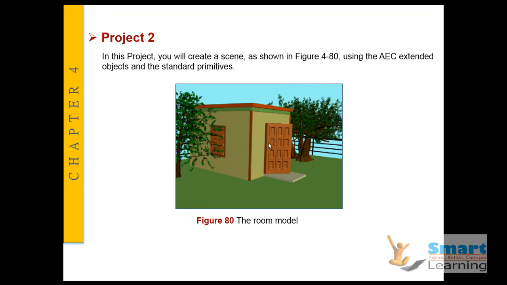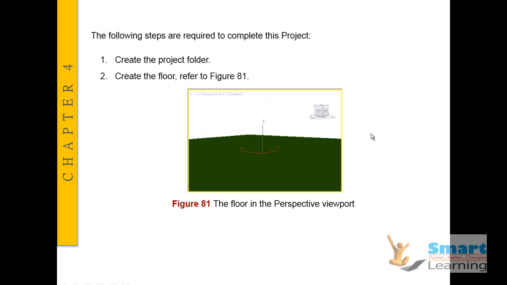In this project, we'll create the scene which is shown here, and we'll be using AEC extended objects like wall, doors, windows, and the standard primitives, the foliage and railings and other items we'll be using. So let us start with this project. We'll be creating the ground floor, that is the platform.